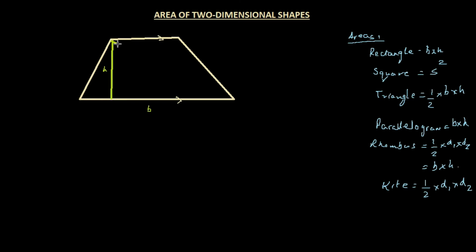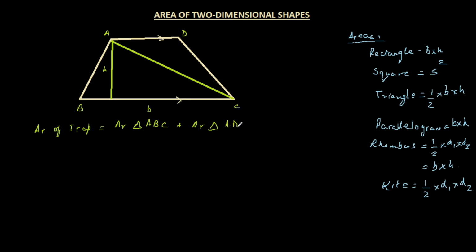Now to derive the formula of the area of a trapezium, let's divide it into two triangles. So let me draw a diagonal of the trapezium, say like this. Let me name the trapezium ABCD. So the area of the trapezium we can say would be the area of the triangle at the bottom, the big triangle that you see, which is triangle ABC, plus the area of the other triangle, which is triangle ADC. Now the area of triangle ABC would be half times the base, which is B, times the height, which is H, plus the area of the second triangle.